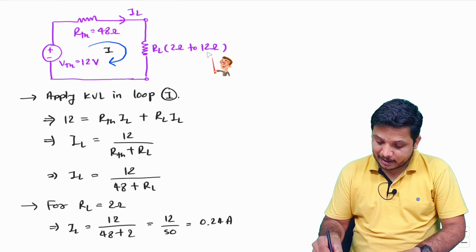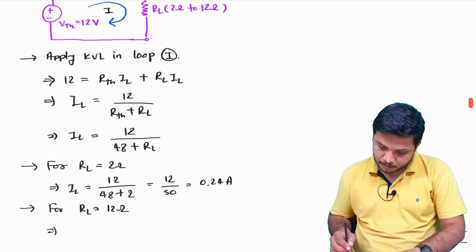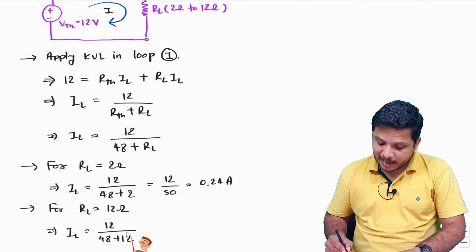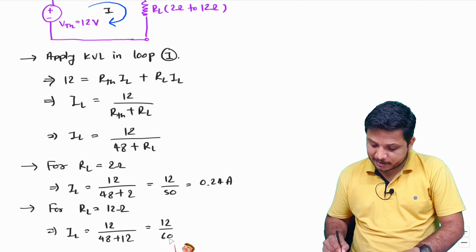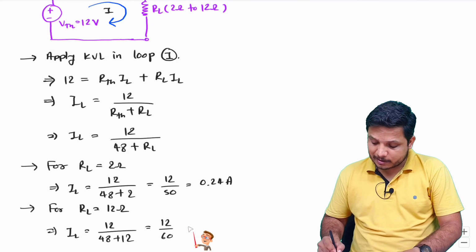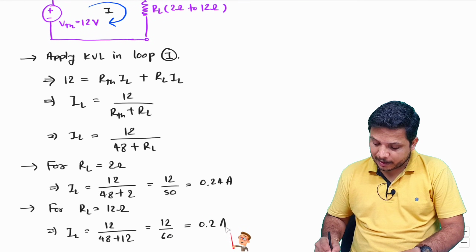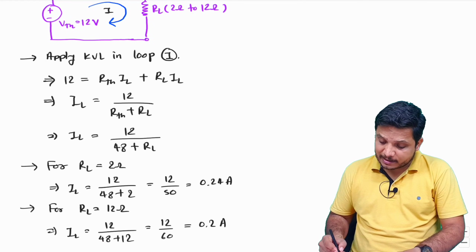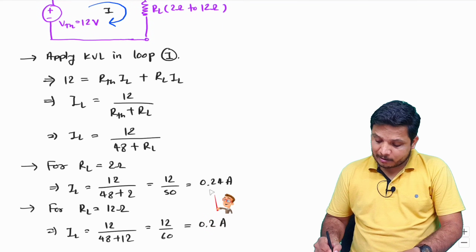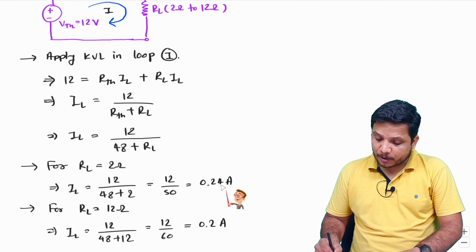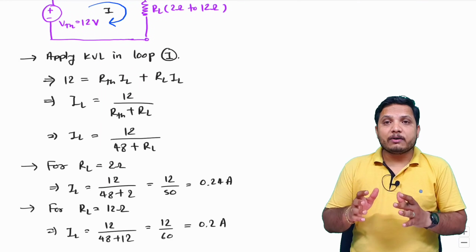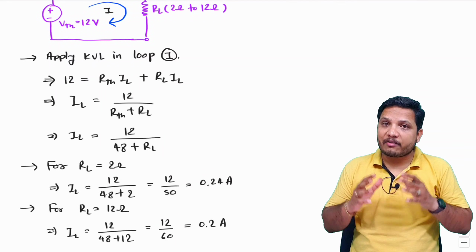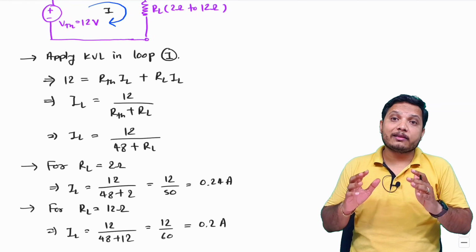Now for the second case, our IL will be based on RL equal to 12 ohm. So now you see, I have considered this RL as 12, right? In that situation, this will be 12 by 60. If you calculate this, this will be 0.2 ampere. So here, if RL changes from 2 ohm to 12 ohm, the load current will change from 0.24 to 0.2 ampere, right?